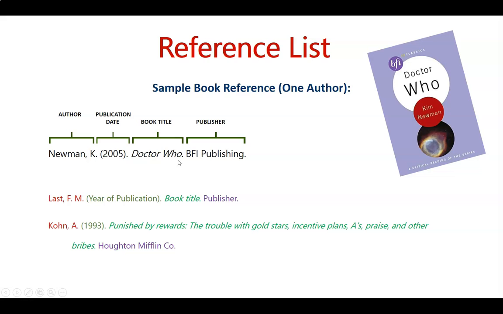Book title in italics, period. Publisher, regular font, period. Pretty easy. So now we have it color-coded for you. If you look at that, you'll be able to see each one of these. And again, it is the book title that is in italics. I think of that as a way to remember what's in italics: it's what I'm going to pull off the shelf in order to read.